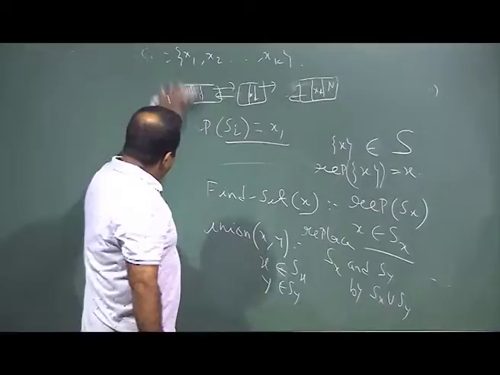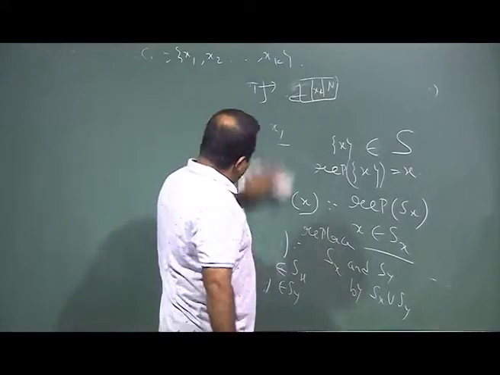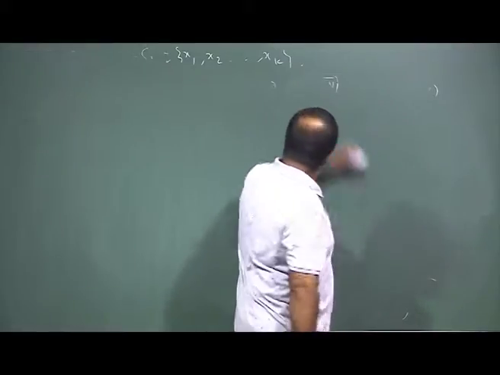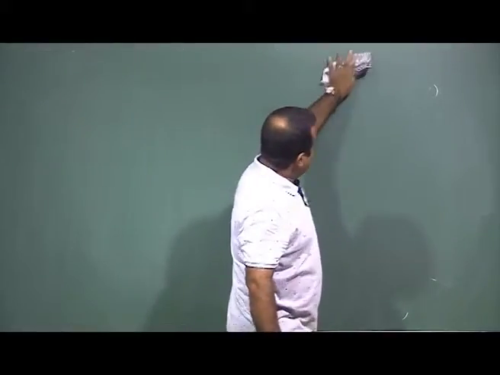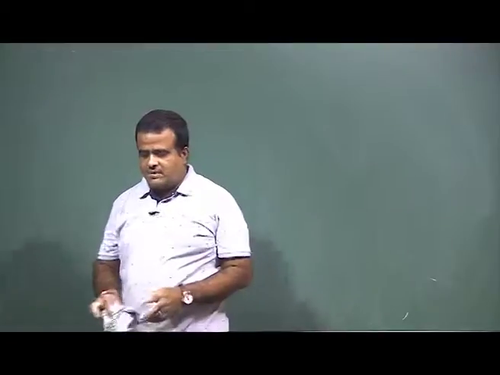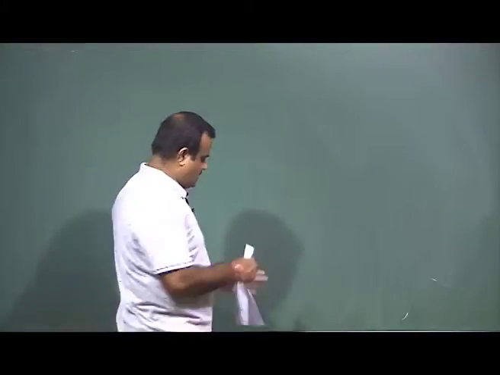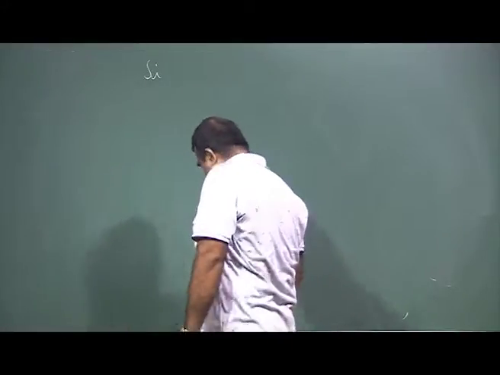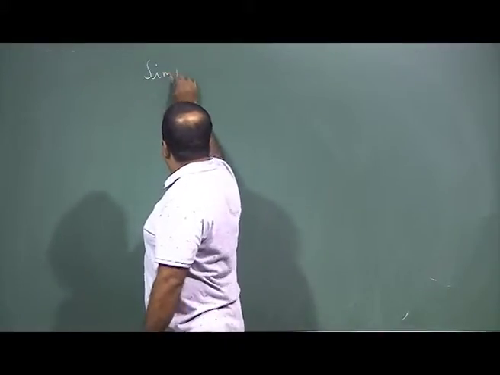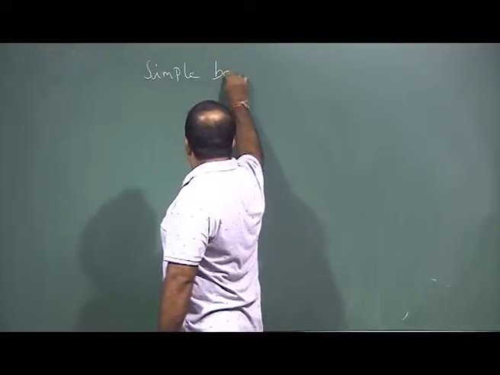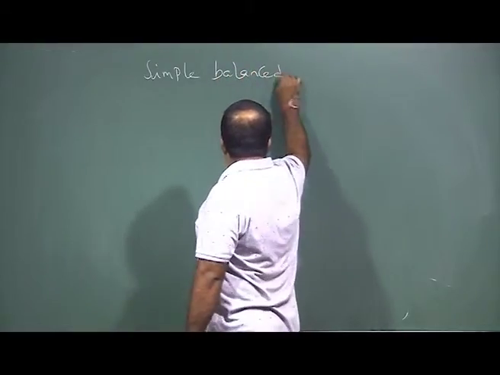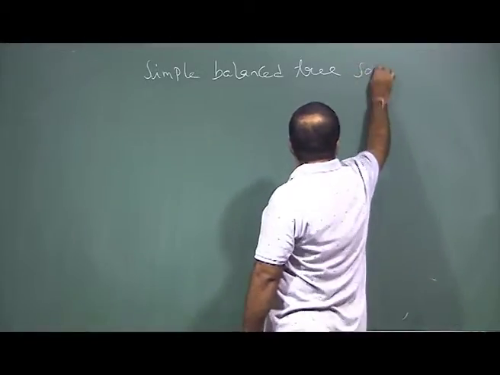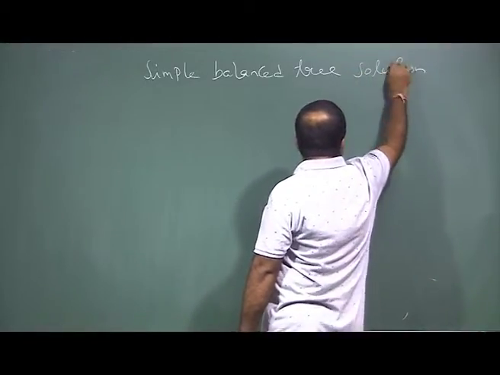For that, do we know any data structure which can give us log n performance? What about a balanced tree? We can think of a simple balanced tree solution. So this is the second proposal, a simple balanced tree.